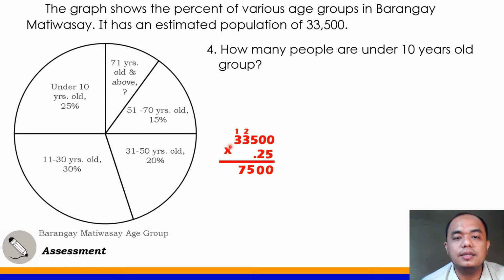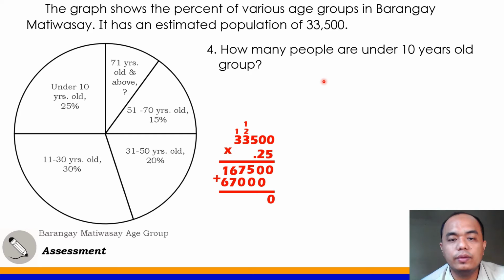So, 5 times 3 is 15 plus 1, that's 16. Punta tayo sa 2. 2 times 0 is 0. 2 times 0 is another 0. 2 times 5 is 10, carry 1. 2 times 3 is 6 plus 1, that's 7. And 2 times 3 is 6.